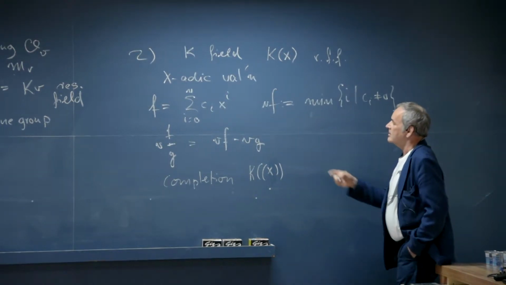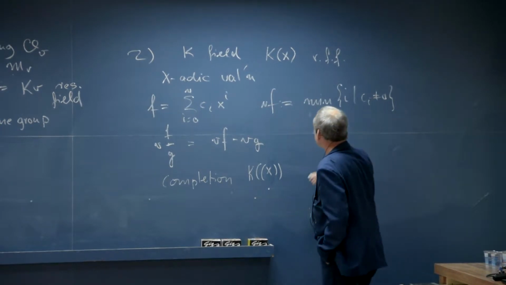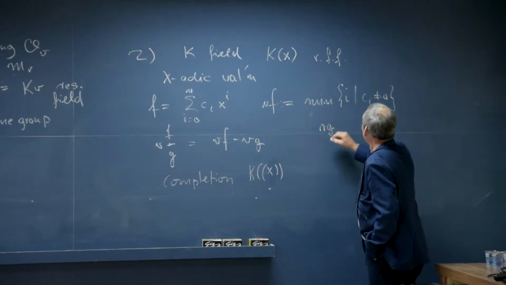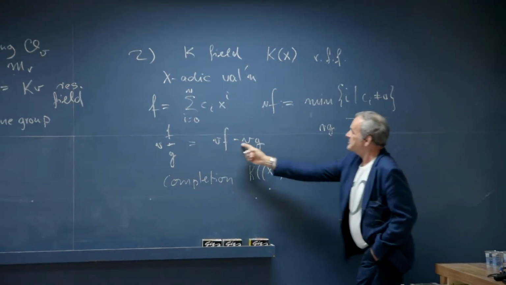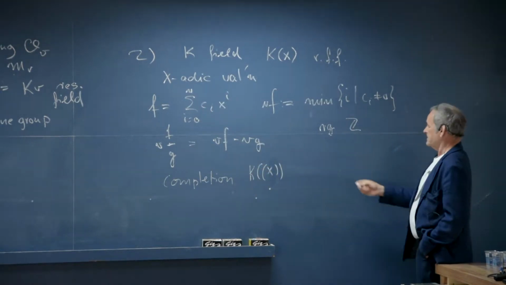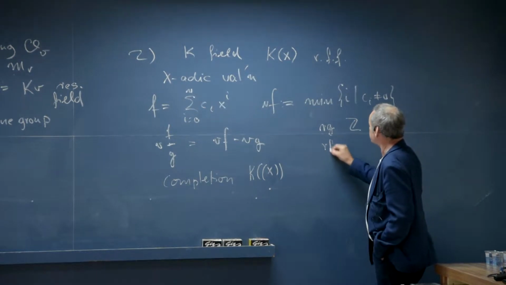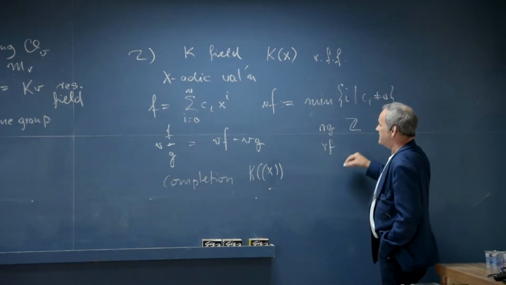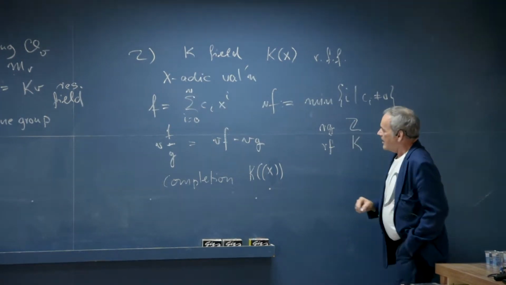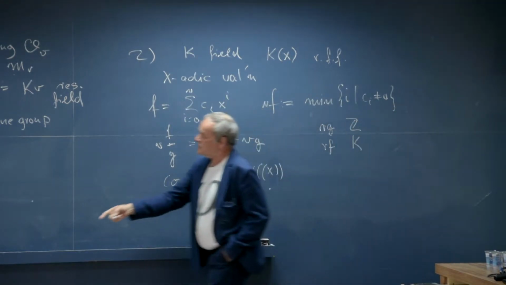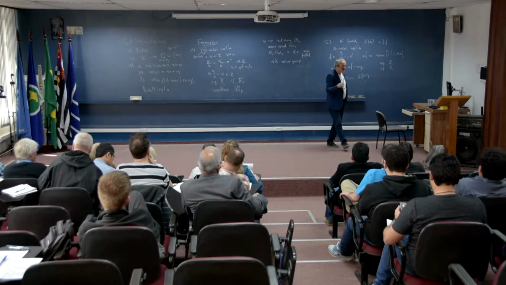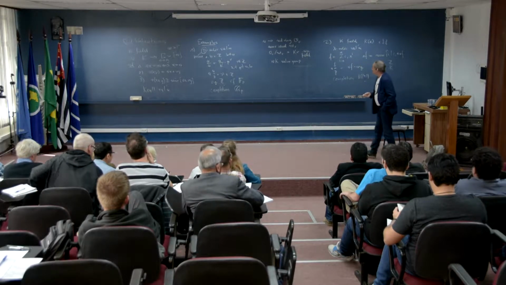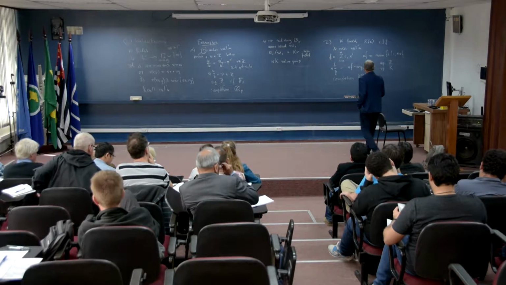Okay, so what is the value group? What's the residue field? The value group is obviously, again, Z, because here we have no minus, and the residue field, you can show, is K. And that carries over to completions. Completions maintain the value group and the residue field. We will later call that immediate extensions.